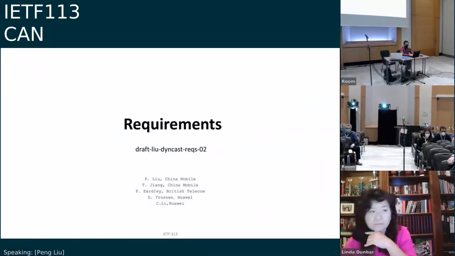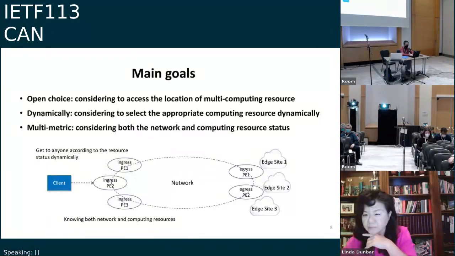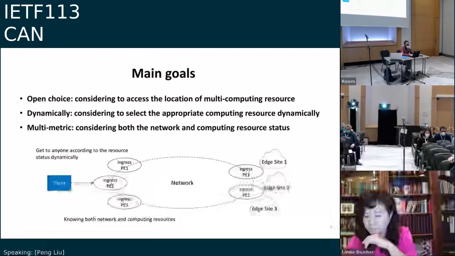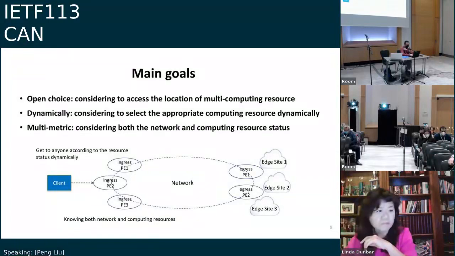So here are the requirements. We consider from the use case and the gap analysis, here are the main goals to meet this use case. One is open choice, considering access to the location of multiple computing resources, and dynamically selecting the appropriate computing resources, and then using multiple metrics to select the edge.